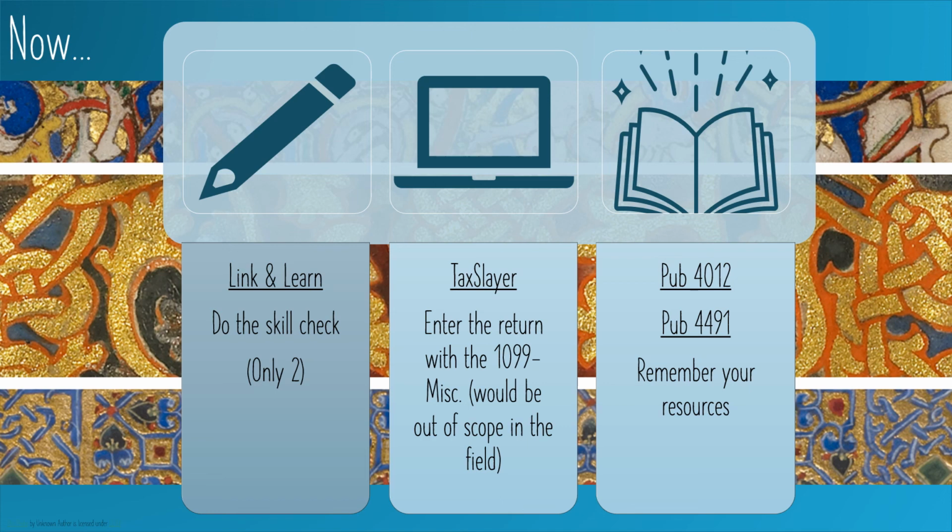Then in TaxSlayer, there's a return with 1099-MISC income. The income ends up being box 1 for rents, which we'll note in the field would be out of scope for us, but it's still a good idea for us to see what it's like to enter a return that is going to generate that Schedule E, and we can look at that Schedule E and where things flow in. And then, as always, Publication 4012 and 4491 are resources that you have available to you.